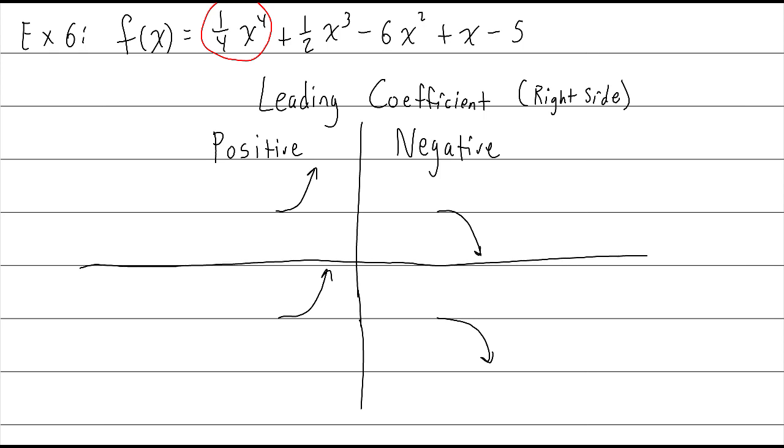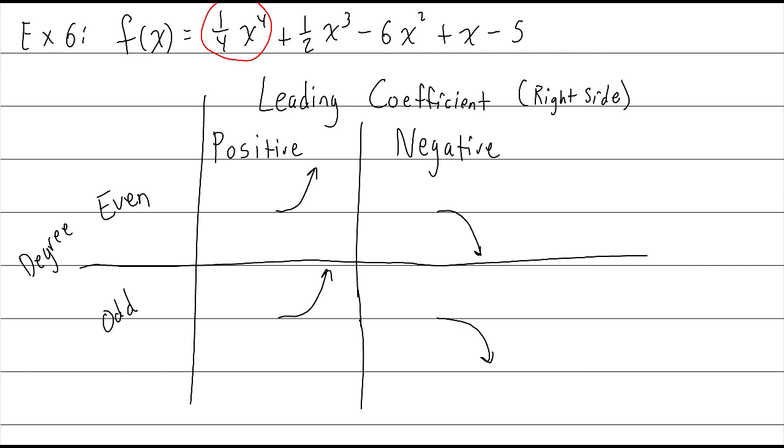Okay. Now, I'm going to look at the degree. Of course, we said for polynomials, the degree is always positive whole numbers. So positive and negative doesn't make sense for degree. But they're going to be either even or odd, right? Like in this case, we have the 4th power, that's an even number, or we're going to have an odd degree.